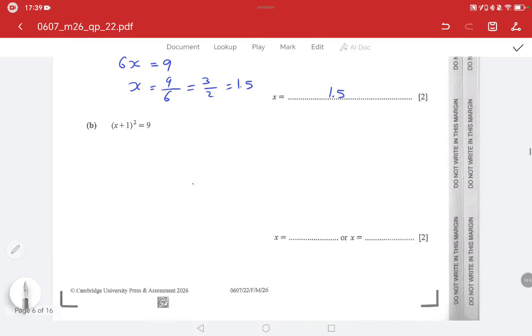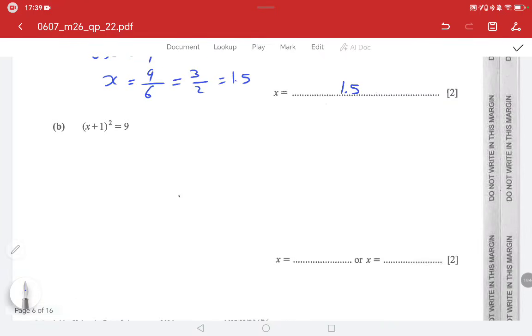Next one, (x plus 1) squared equals 9. Now, there are two methods to solve this one. Someone could, for example, expand x plus 1 times x plus 1 to create a quadratic equation and then factorize. But this is a little bit long. The easiest method, I think, is to take the square root of both sides.